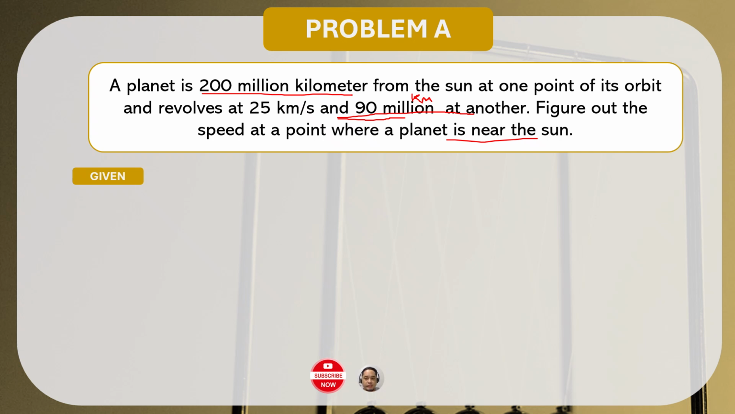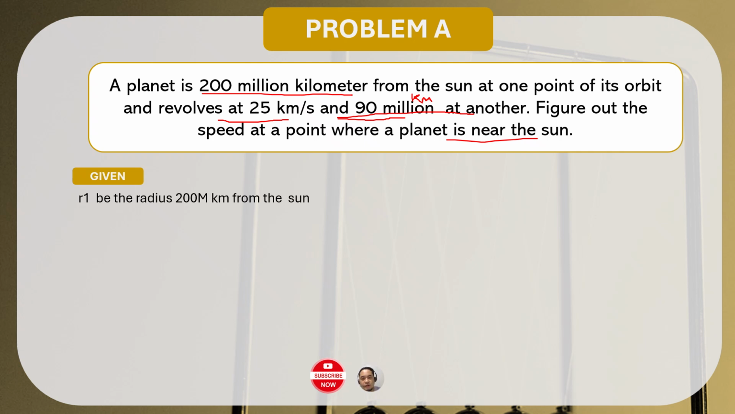By the way, the speed of our planet at 200 million kilometers is 25 kilometers per second. So we will be expecting that the velocity at 90 million kilometers will be faster than 25 kilometers per second.